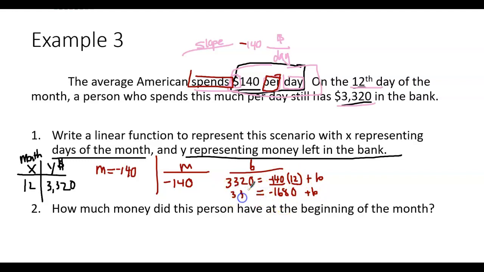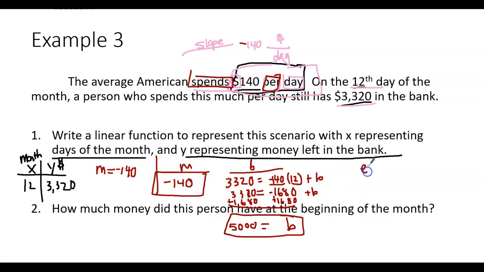And that leaves us with this much money in the bank. So if I want to solve for b, which is my y-intercept, my starting amount, we just add this back over here to this side. And we get our final answer. b equals 5,000. So this person's spending $140 a day. The y-intercept is 5,000. So we have an equation of y equals negative 140x plus 5,000.